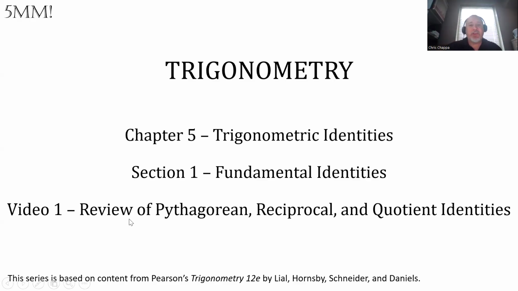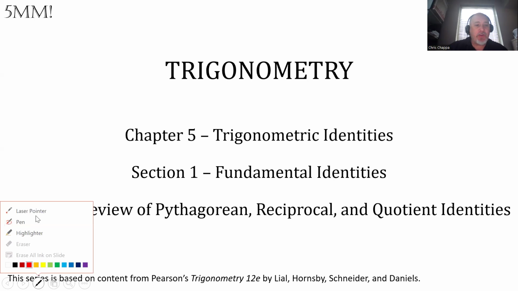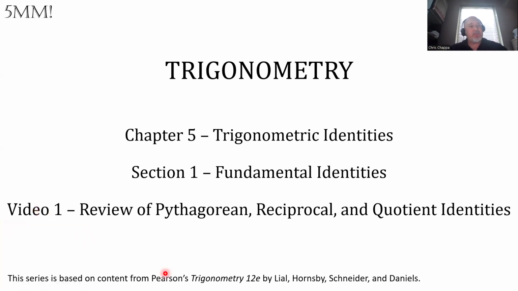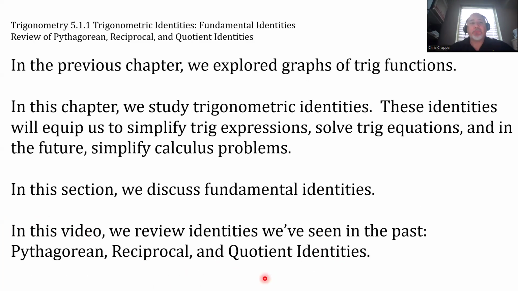Trigonometry, Chapter 5, Trigonometric Identities, Section 1, Fundamental Identities, Video 1, Review of Pythagorean, Reciprocal, and Quotient Identities. This series is based on content from Pearson's Trigonometry, 12th edition, by Lial, Hornsby, Schneider, and Daniels.